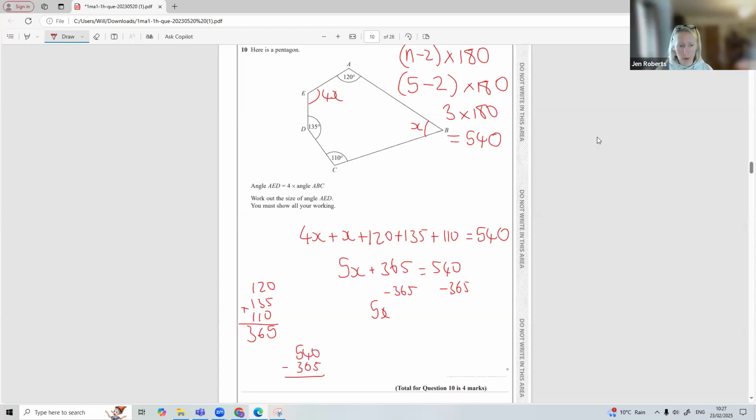Can't do that. Need to borrow 1 from here. 10 take away 5 is 5. You can't do 3 take away 6. Borrow 1 here. 13 take away 6 is 7. 4 take away 3 is 1. So 5x is 175. I want 1x. I'm going to divide both sides by 5. What's 175 divided by 5?